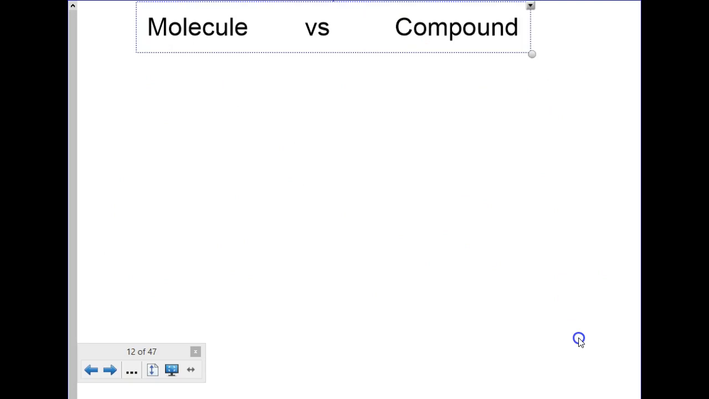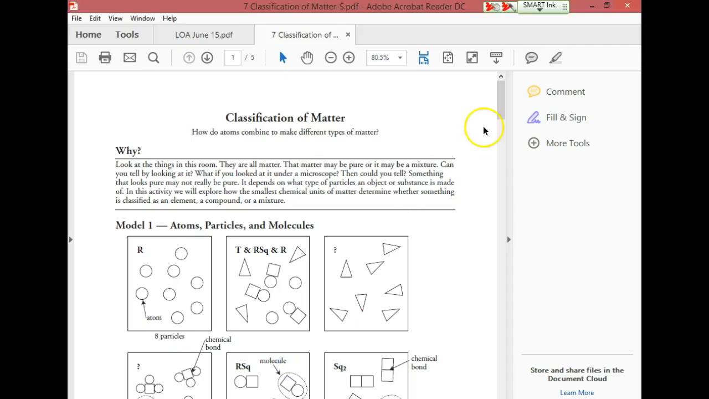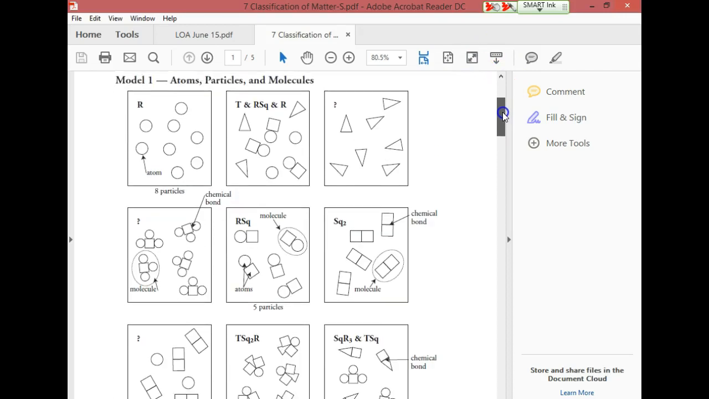For this one, I'm going to switch to the picture that you have here. In this model, what represents atoms? Each individual shape represents an atom. For example, this circle here represents an atom. This triangle represents an atom. The square by itself is an atom.